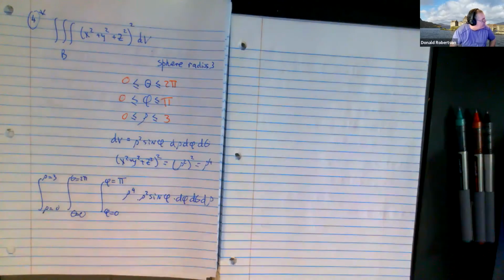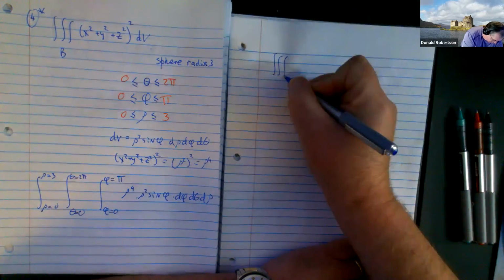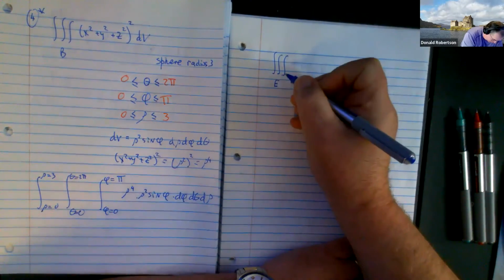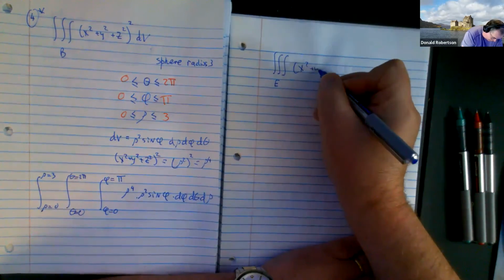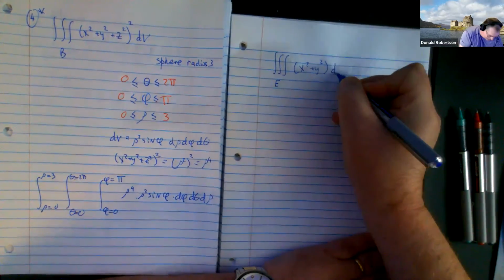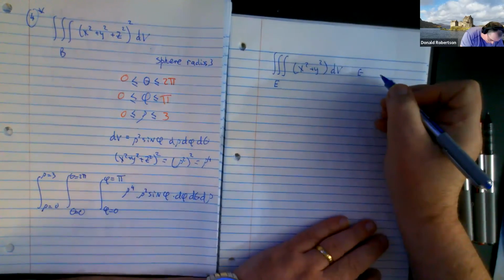Got time maybe for one last one? Okay. We're doing a triple integral of a guy called E, for no particular reason, I guess, of x squared plus y squared dV. And E is inside one sphere and outside the other.